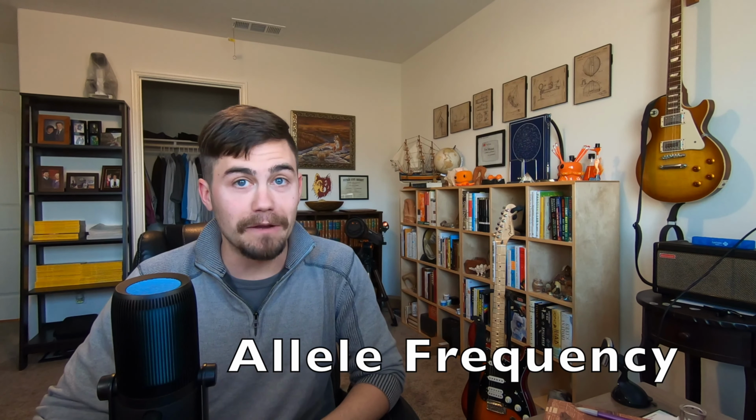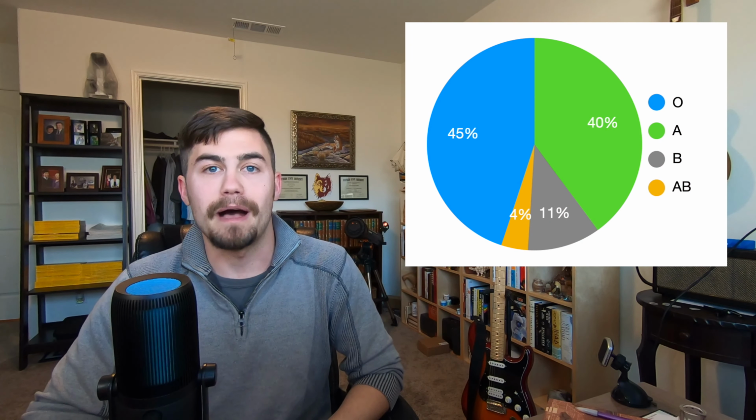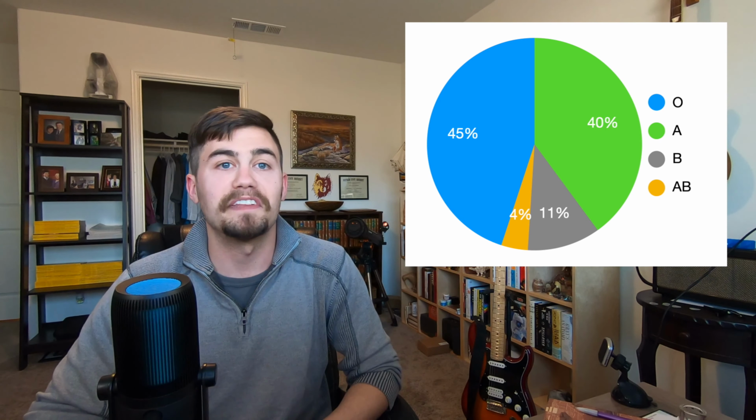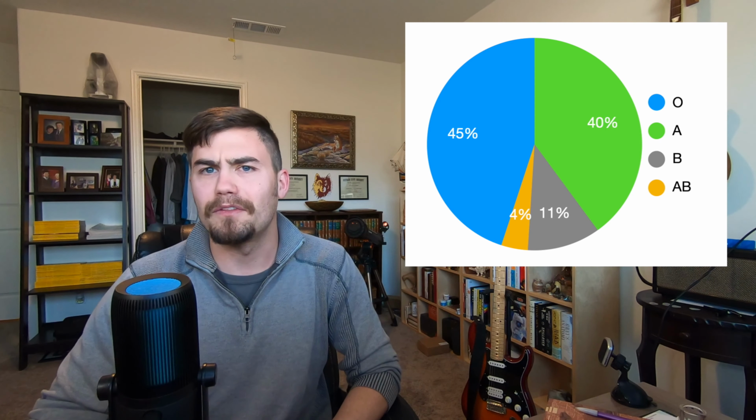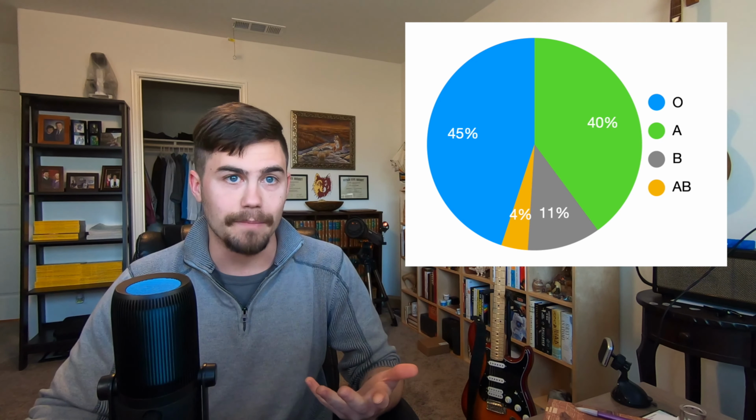So a gene pool is all of the genes present in a population, which means we can track individual alleles. For any population, we can derive their allele frequency, which is the number of times a specific allele occurs in a gene pool, given as a percentage. In the United States, 45% of the population is type O blood, 40% is type A, 11% is type B, and 4% is type AB. But that doesn't tell the whole story, because what I just described are the frequencies of each phenotype.